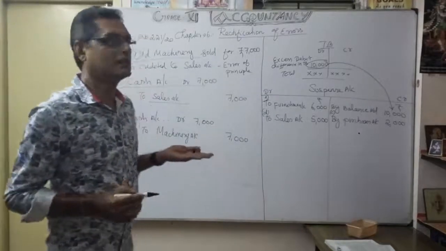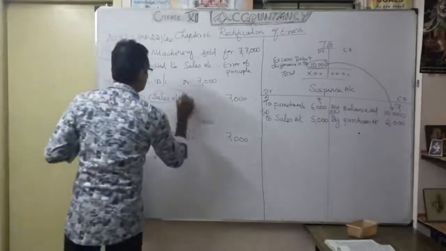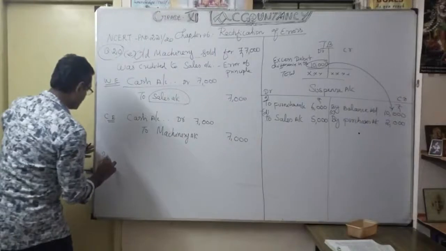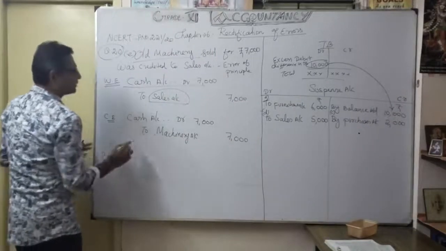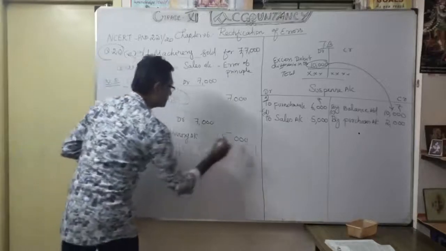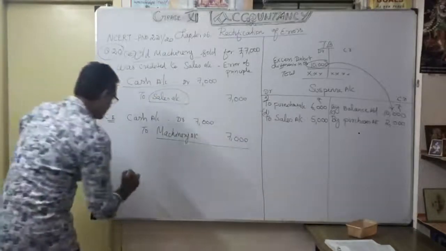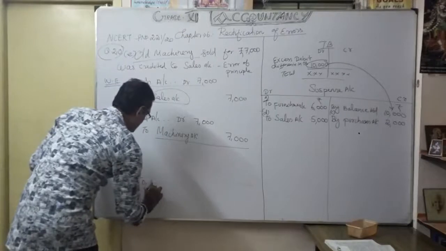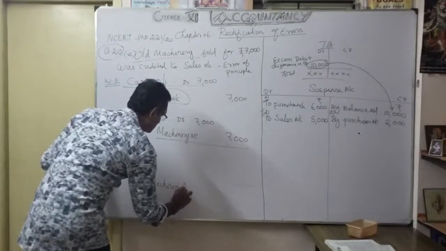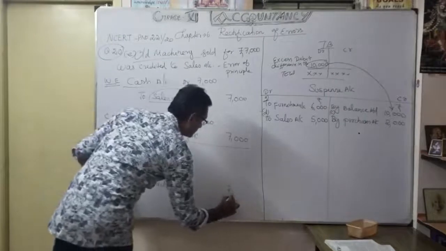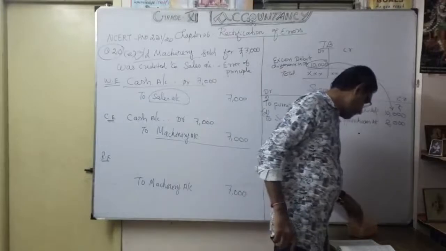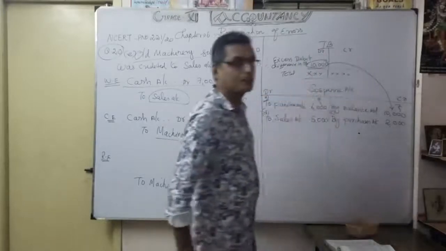But what happened? They wrongly gave credit to sales account. So what's the rectification entry? You know very well. Rectification entry: anyway, you go into credit as a machinery account. Correct. So that's why I am giving effect to machinery account. Okay. Machinery account, how much? 7,000. Okay. So what should be the debit? That is very interesting here. So what should be the debit here?